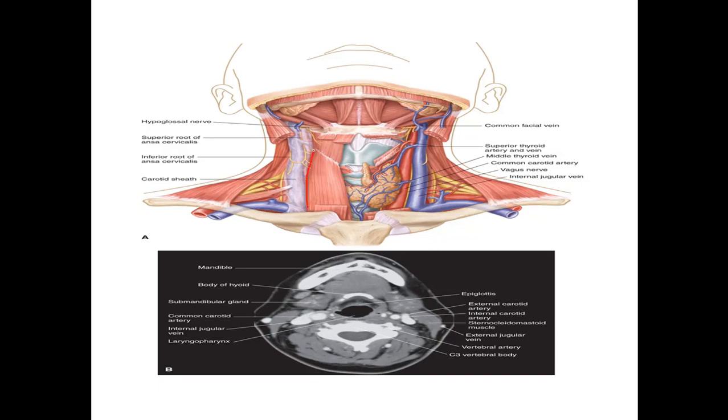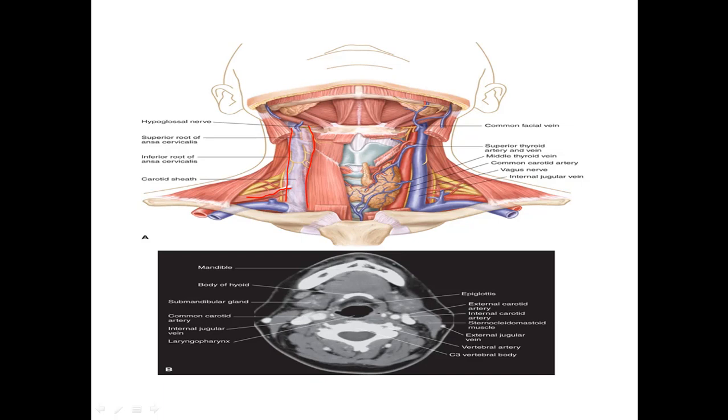This picture shows you the relation of the carotid sheath. This is the carotid sheath, very clear. This is the carotid sheath, and this is a cut section. We cut the sternocleidomastoid muscle. This is a very important muscle in the neck. Posterior to it, we have the carotid sheath. This is the omohyoid muscle.